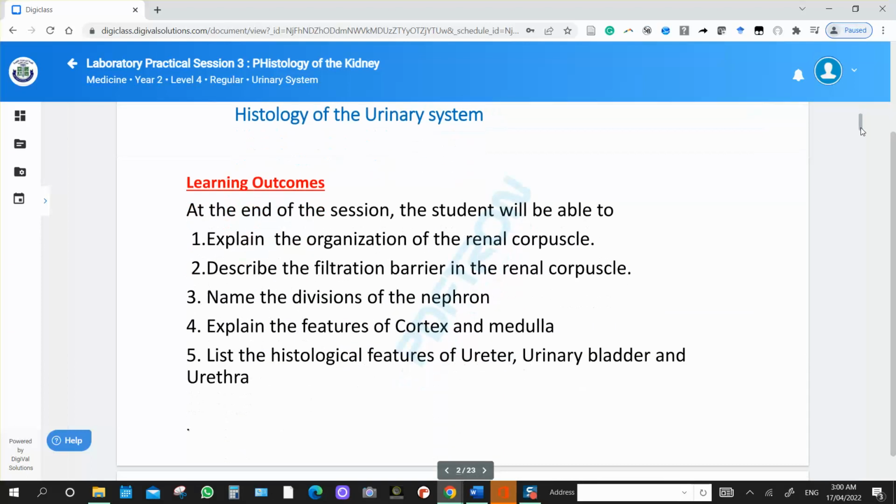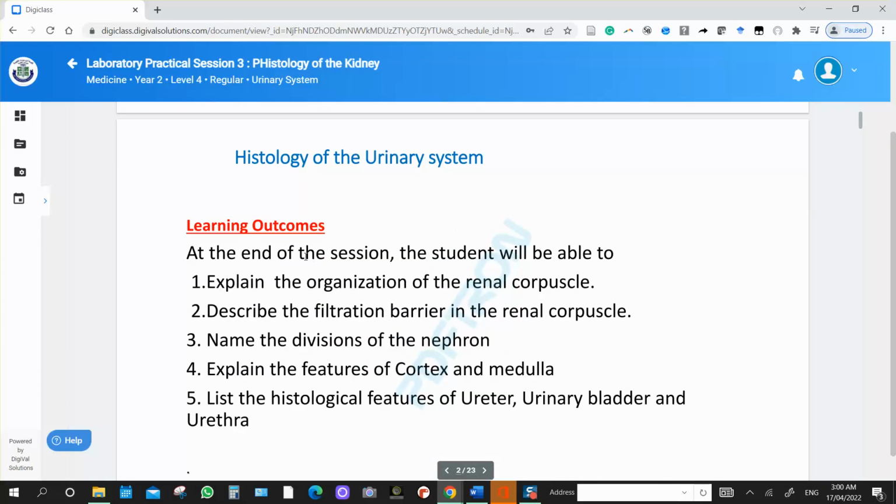The outcomes related to this session will be to explain the organization of the renal corpuscle, to describe the filtration barrier in the renal corpuscle, name the divisions of the nephron, explain the features of the cortex and the medulla, and list the histological features of the ureter, urinary bladder, and urethra.